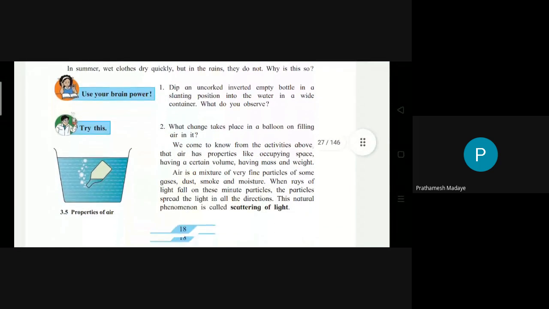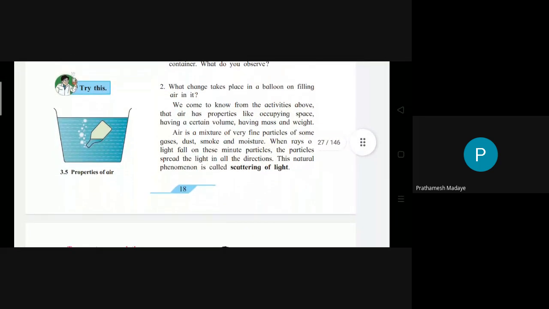Okay. Now, properties of air. See, what is another property of air? Air has properties like occupying space, having a certain volume, having mass and weight also. And we have learned that air is a mixture of very fine particles of some gases and dust, smoke and moisture. And when the rays of light fall on these minute particles, what happens? The particles spread the light in all directions. This natural phenomenon is called scattering of light.